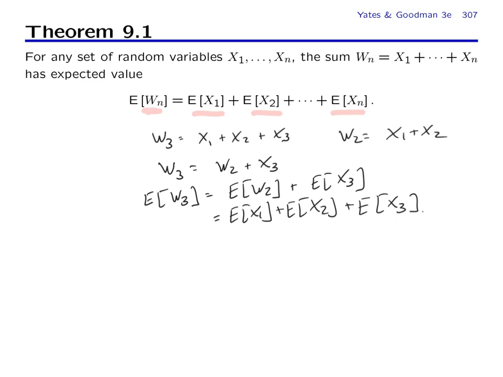More important than the proof, we need to keep in mind that this theorem is true for all X1 through Xn. It doesn't matter if they're independent or dependent. For any collection of random variables, the expected value of the sum is always the sum of the expected values.